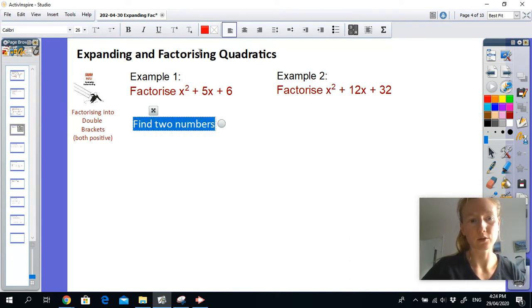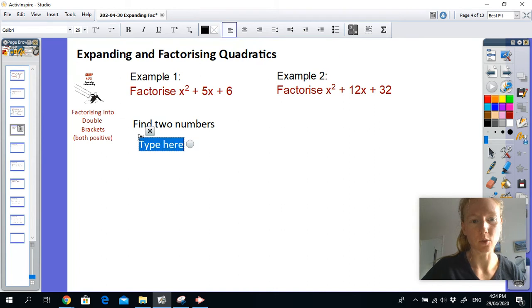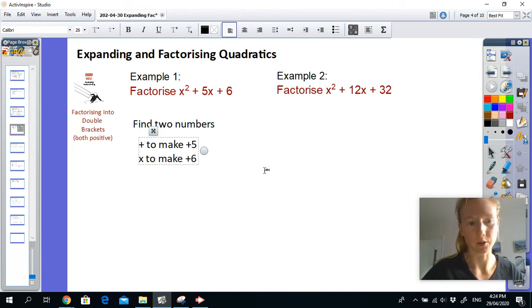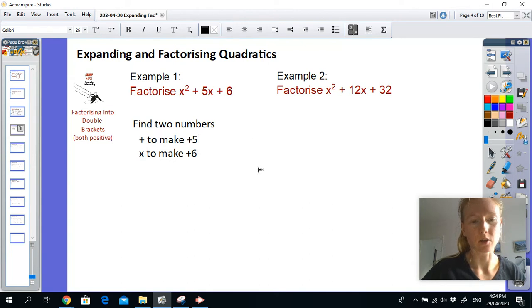And those two numbers need to add, in this case, to make the middle number, so positive 5. And they need to multiply to make the end number, positive 6. So see if you can think of those two numbers now. Two numbers that add to make positive 5 and multiply to make positive 6. I've thought of them, and they are 3 and 2, because 3 plus 2 makes positive 5, and 3 times 2 makes positive 6.